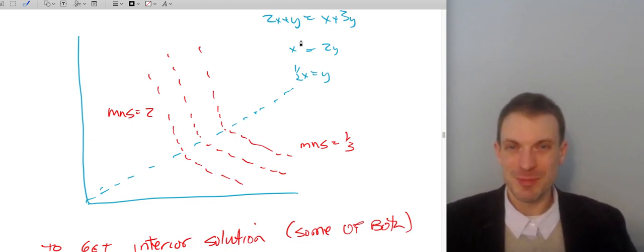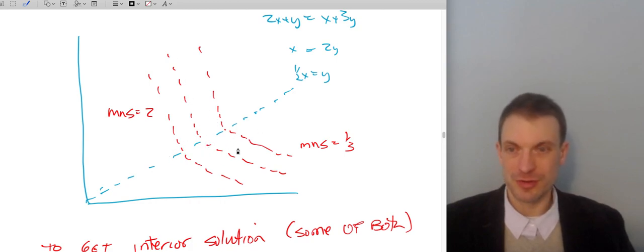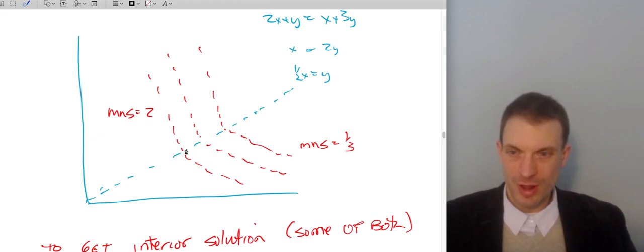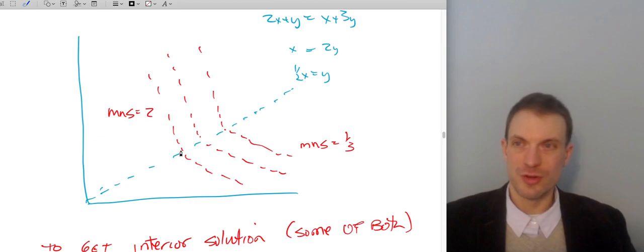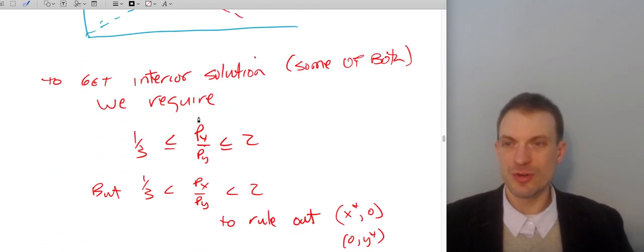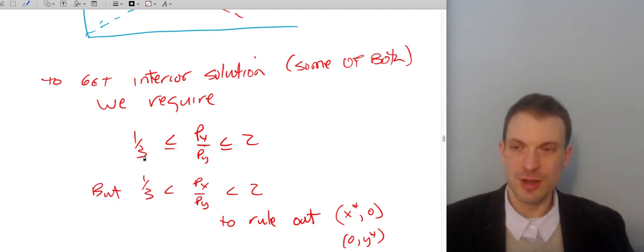Anyway, here's the line through the origin, y is equal to 1/2 x. Above the line through the corners is going to be the higher slope, and below is going to be the lower slope. To get an interior solution somewhere along here, think about what the budget constraint's going to do. Well, the budget constraint has got to have a slope that is less than 2, but greater than 1/3. That's my comment here. In order to get an interior solution, with some of both, we require that the price ratio, the slope of the budget constraint, lies between 1/3 and 2.